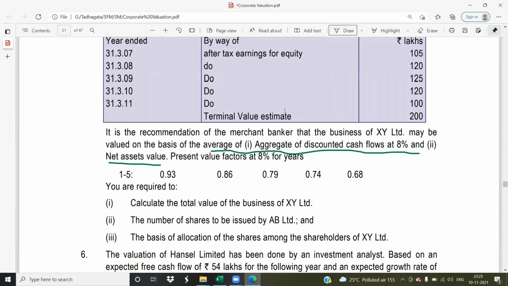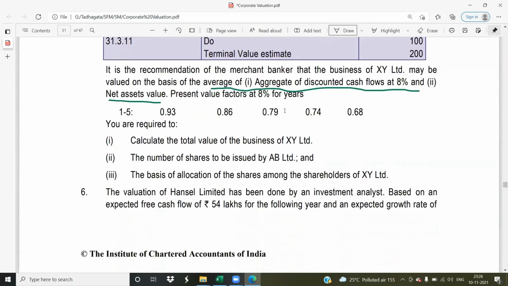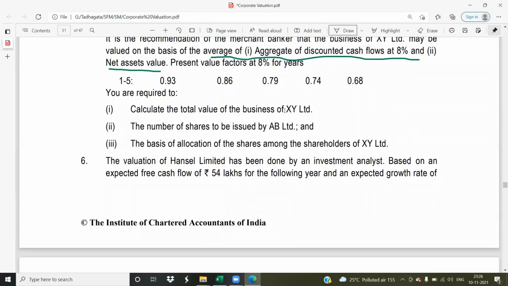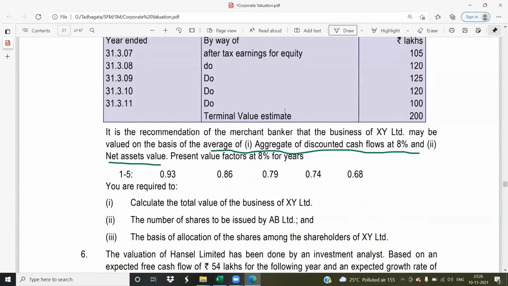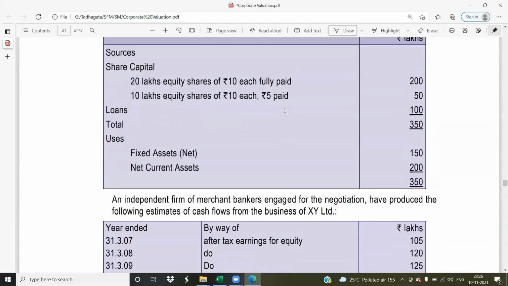Then to find the number of shares to be issued by AB Limited, we'll divide the value of the business by 500. That being the average of 470 and 530, which is actually considered for the purpose of exchange. Then what is being asked? The basis of allocation of shares among shareholders of XY Limited. So these shares should be split among fully paid equity shareholders and partly paid equity shareholders in the ratio of 200:50, right? Okay, so we'll solve this problem on Excel now.